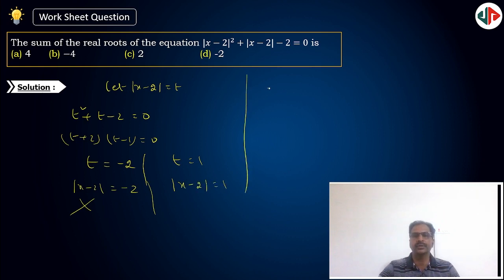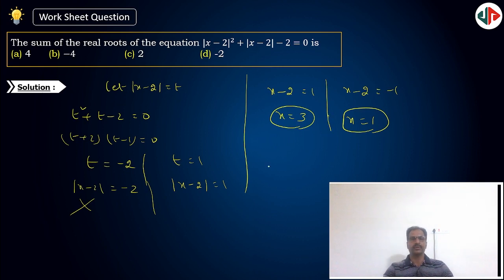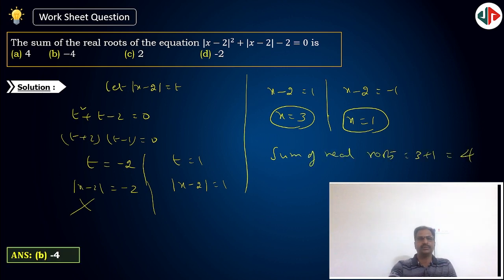So there is no meaning in saying t is minus 2. Now mod of x minus 2 is 1. If I remove the modulus, I should write plus or minus. x minus 2 is equal to 1 gives x is equal to 3. x minus 2 is equal to minus 1 gives x is equal to 1. So the number of real roots is 2. But the question is the sum of real roots, 3 plus 1, which is 4. Here also the key is given wrong. Answer is option A.